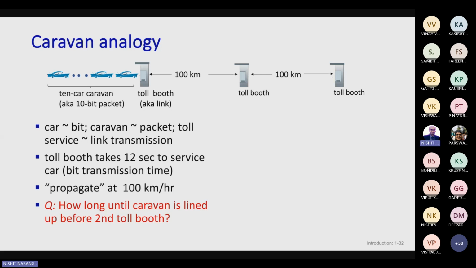And the car has to go between two toll booths, from the first toll booth to the next toll booth, which is like from one switch to the other switch. Every car that has been processed needs to propagate a further 100 kilometers. And let's say these cars are very high-end cars. It's a fleet of Mercedes, and the roads are very good between the tolls, and the cars can run at 100 kilometers per hour. They've all decided we'll go at a speed of 100 kilometers per hour. So they're propagating at 100 kilometers per hour. The question is, how long will it take until the caravan is lined up before the second toll booth?